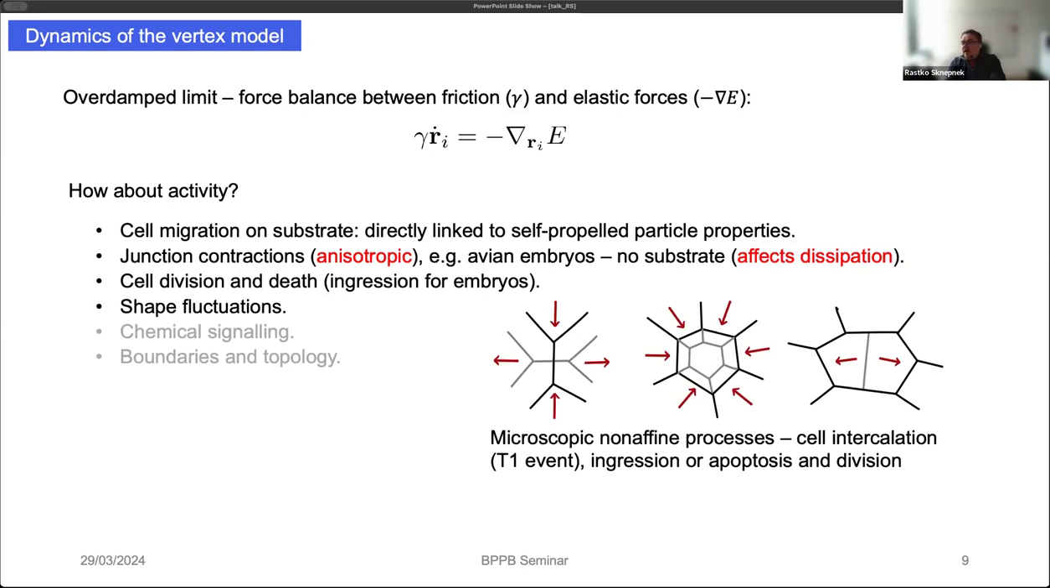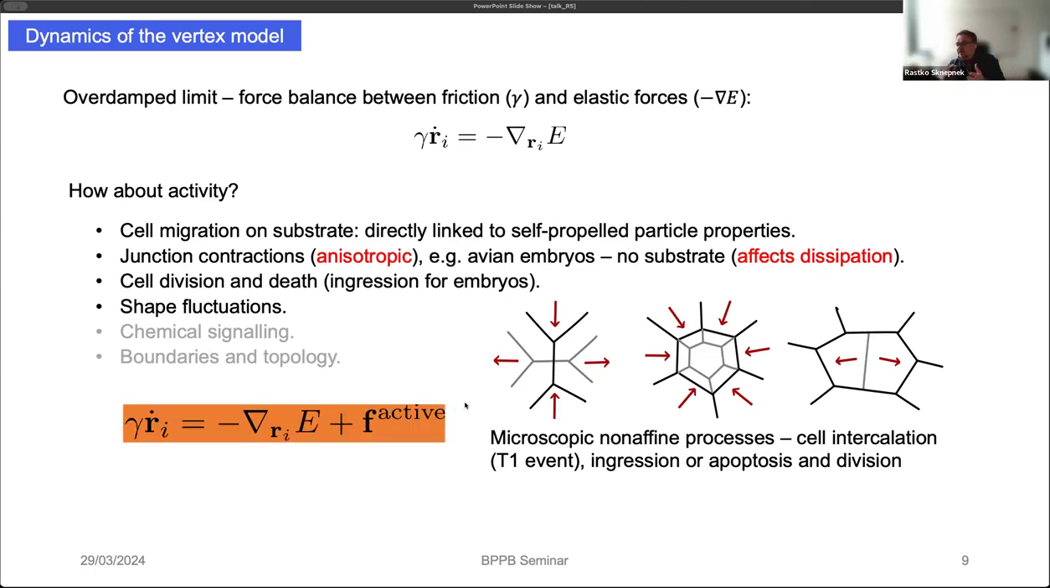Well, we do it ad hoc. So what are the possible sources of activity? Cells migrate, right? So they push against each other. They exchange neighbors. They also can ingress or be extruded, and they also can divide, right? They also change their shape. They also signal with each other, and they're affected by the boundary effects.